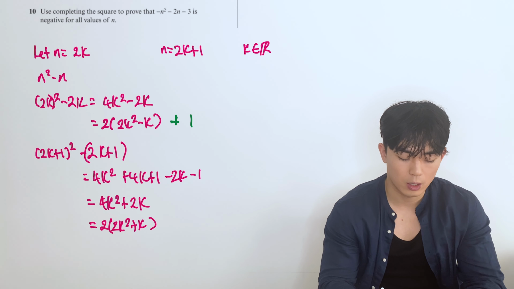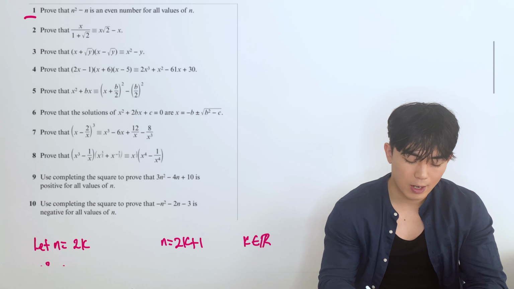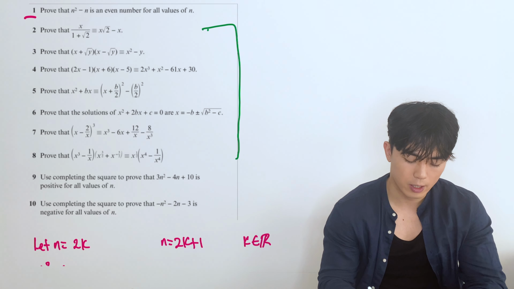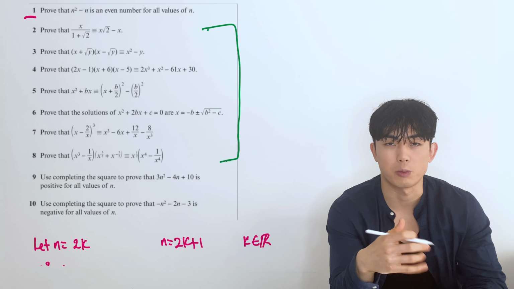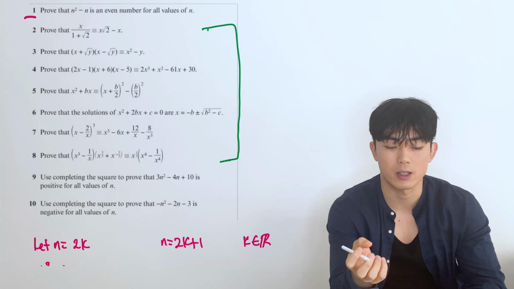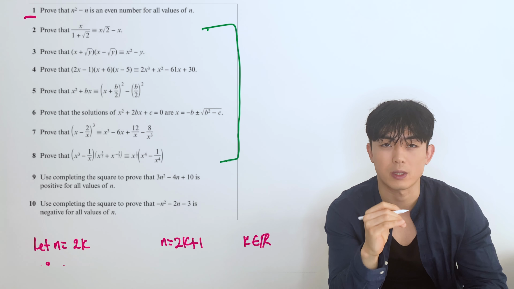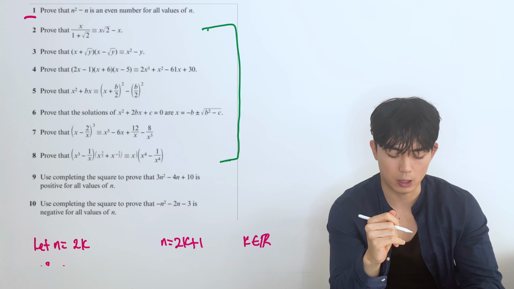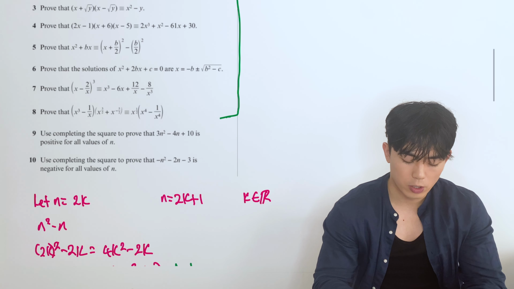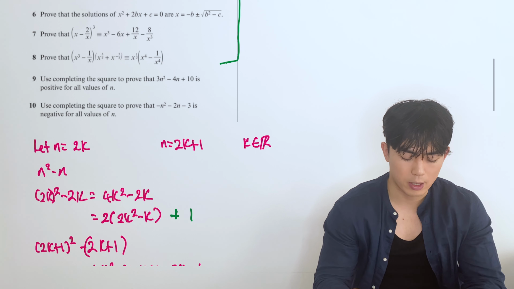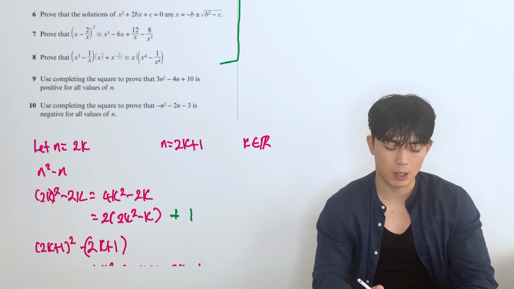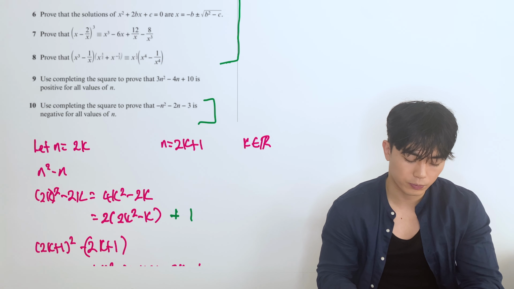The rest of these questions, maybe like 2 to 8, are just a matter of expanding the brackets. We've learned about expanding brackets and simplifying. So this part is not too difficult as long as you follow those steps clearly and expand the brackets properly. And questions 9 and 10 are also important because they tell us whether it's a positive or negative number. So let's look at question 10.